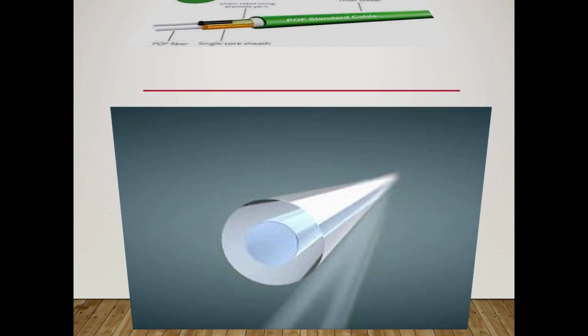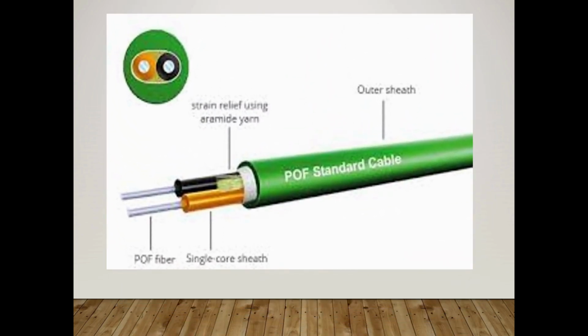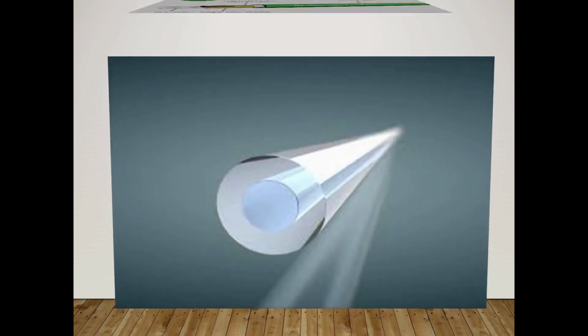The second type of fiber is the POF, called plastic optical fiber. Here is a figure of a standard POF cable showing its outer sheath, strain relief using aramid yarn, a POF fiber, and a single core sheath. Plastic fibers are made from polymer materials, typically PMMA, which stands for polymethyl methacrylate.